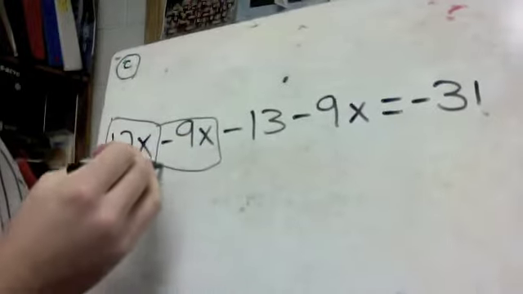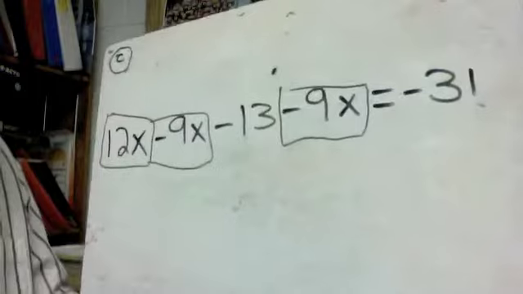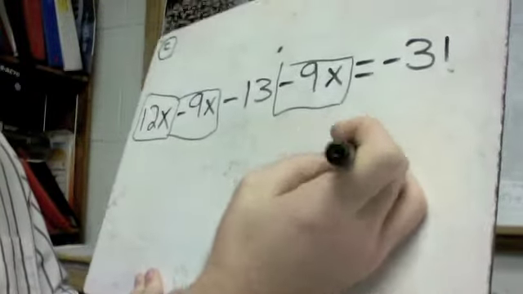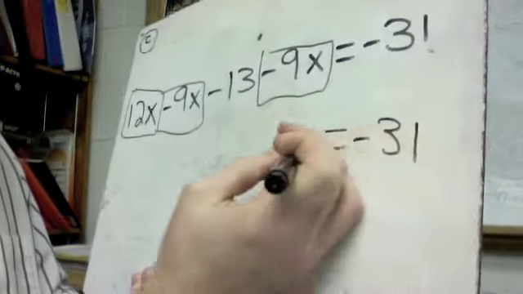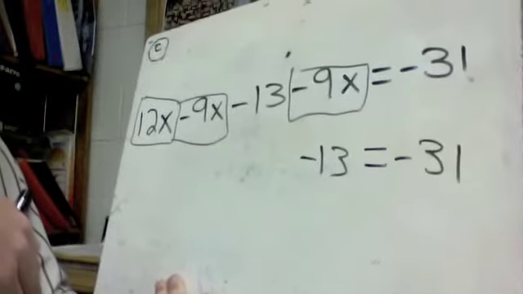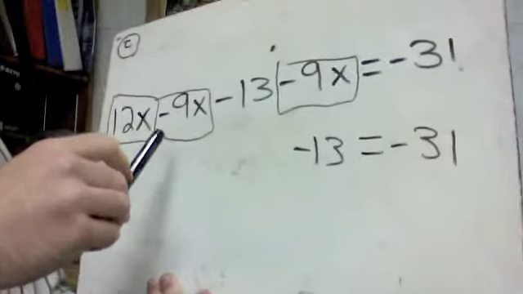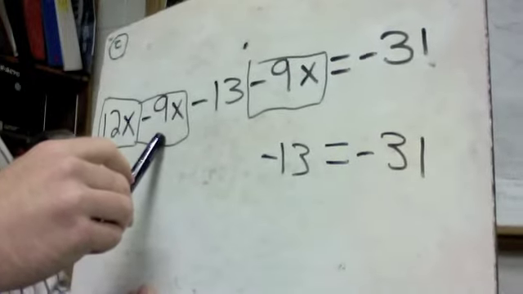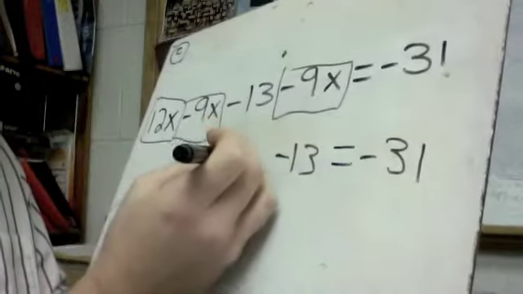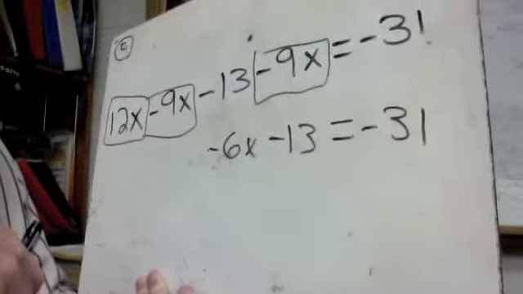Looks like we can add a negative 9x and a negative 9x. The 13 is just going to stand alone. So this problem is going to look like, when we're done, equals negative 31. We're going to have our minus 13, and then whatever our x's are going to equal up to. So I know that 12 and negative 9 is going to be positive 3. Positive 3 and negative 9 is going to be negative 6. So we would have negative 6x minus 13 equals negative 31.